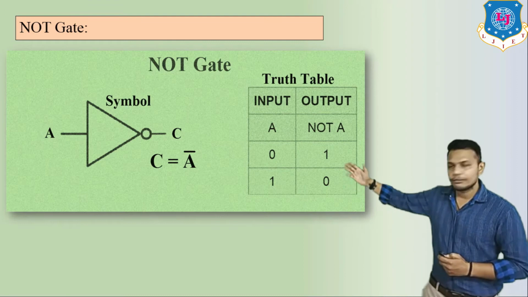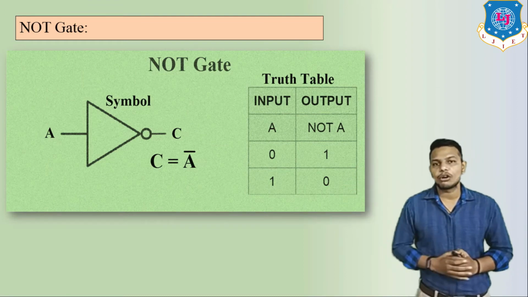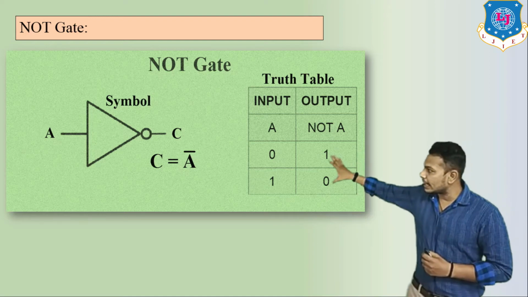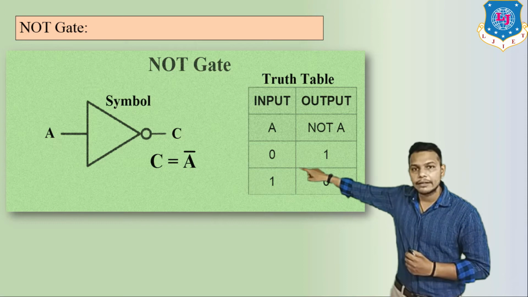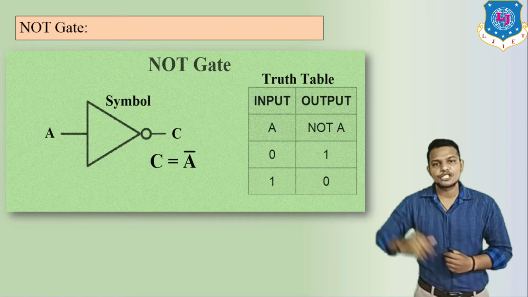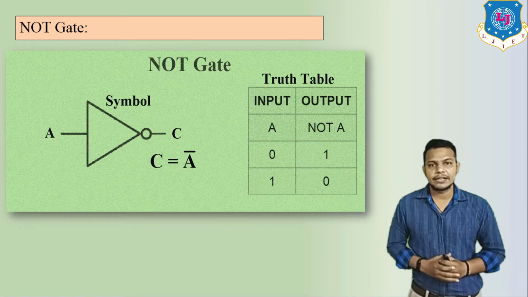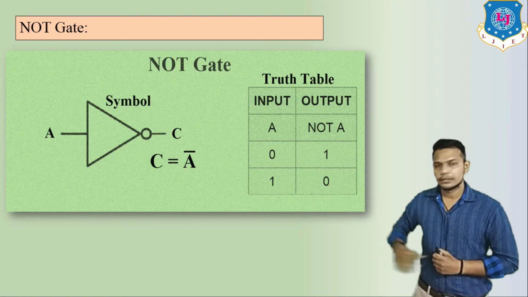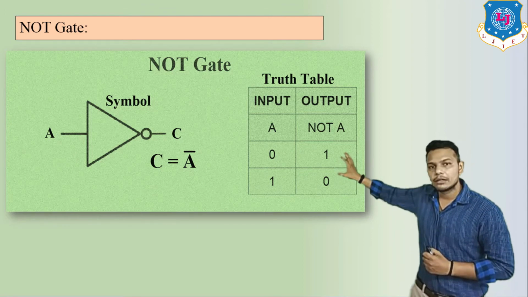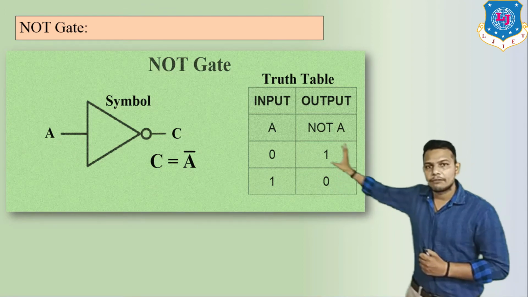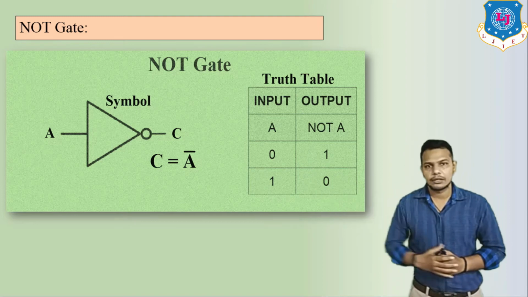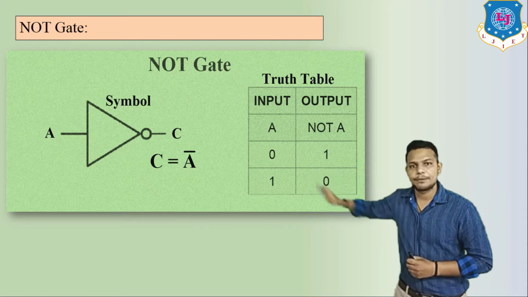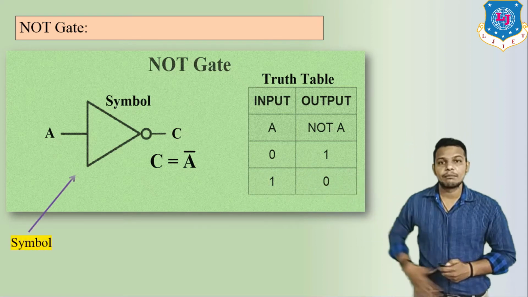Here we can see the symbol of the NOT gate, which is similar to a diode, and ahead of the arrow there is a circle known as a bubble. It inverts the input's value. Whatever value I enter, we will get the inversion of that input. That's why the bubble is represented. This is the symbol you can see here.